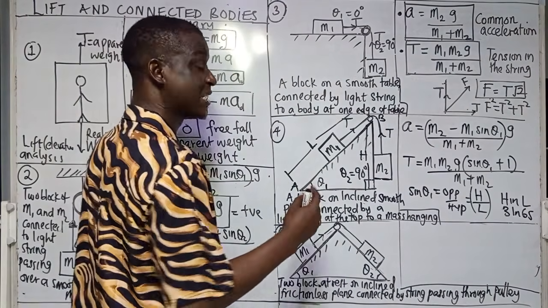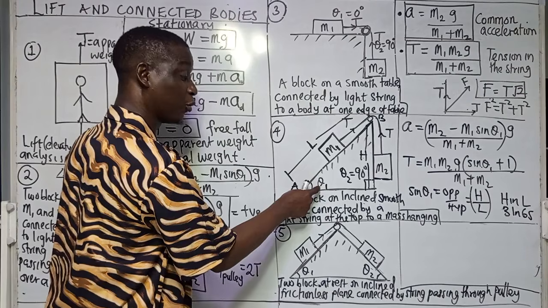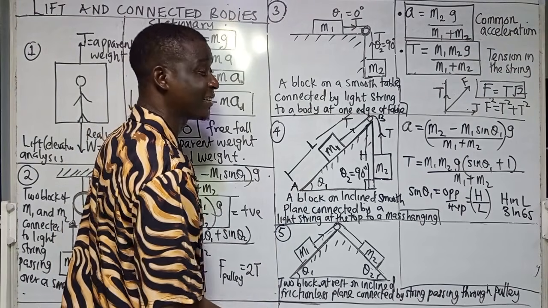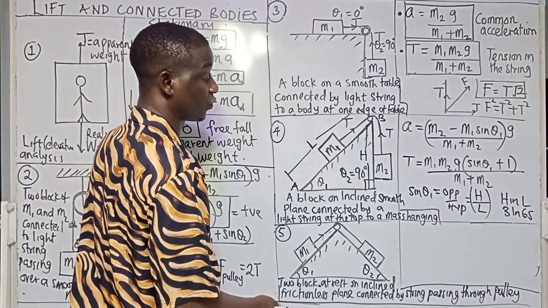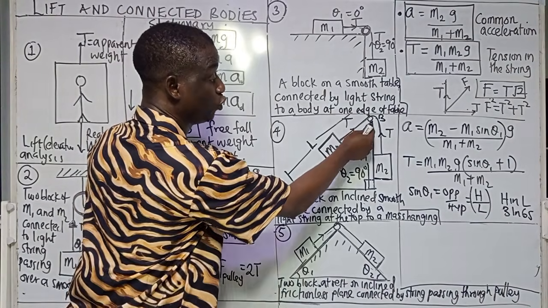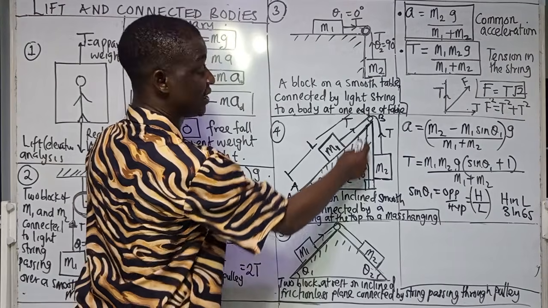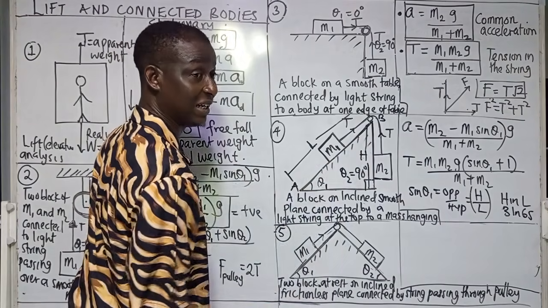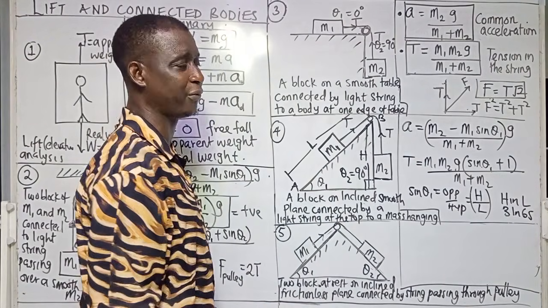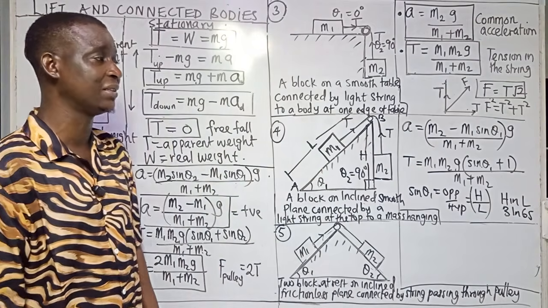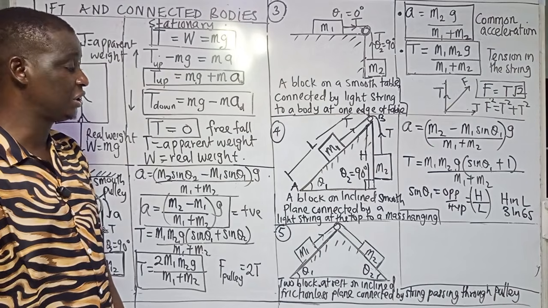Because some of you will be expecting the examiner to give you theta 1. And most of the time, they don't give it. They don't give those values, theta 1. They don't give the angle. What they will just give you is the height, then the length of the inclined plane, which is enough. That is enough for a good student that knows what he or she is doing.